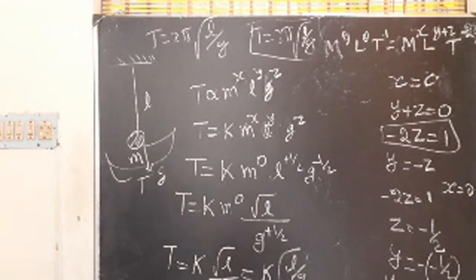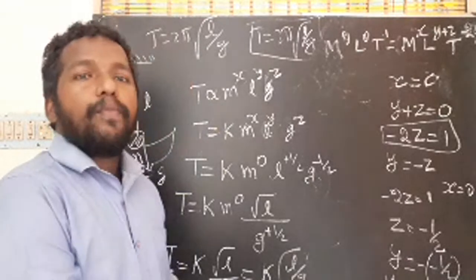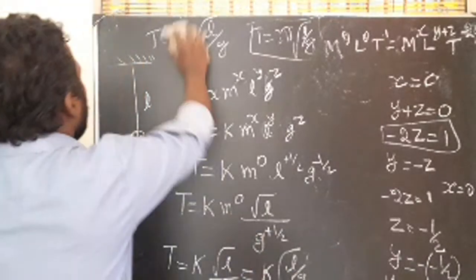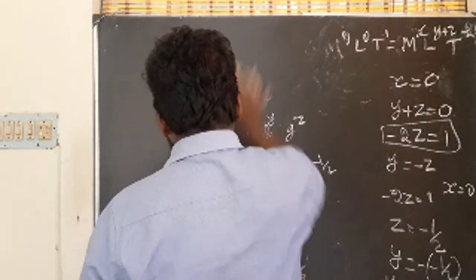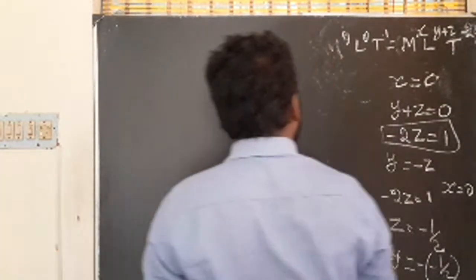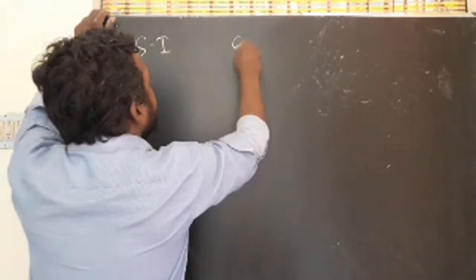Okay, third, uses of dimensional formula. We can convert from one unit to another unit. Just see what's going to happen. Conversion of one unit to another unit. Here we have SI unit, here we have CGS unit.